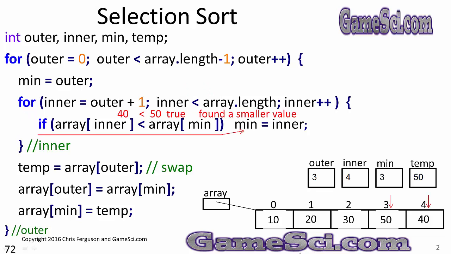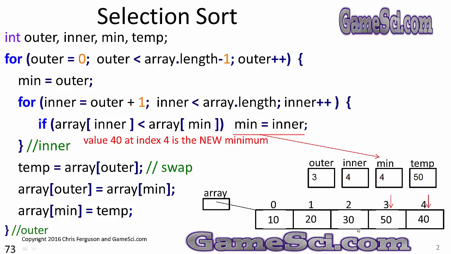Array sub inner, which is 40. Look at this arrow over here. That's array sub inner. This 40 is clearly less than array sub min, the 50. As a true statement, we have found a smaller number. We're going to execute the body of the if statement. Min equals inner. The value 40 at index 4 is the new minimum. We want to select 40 as the minimum of the remaining numbers.